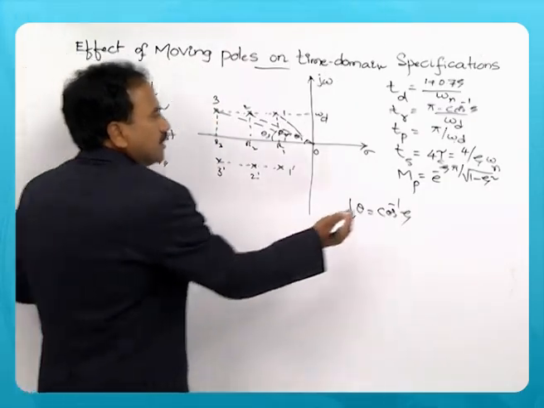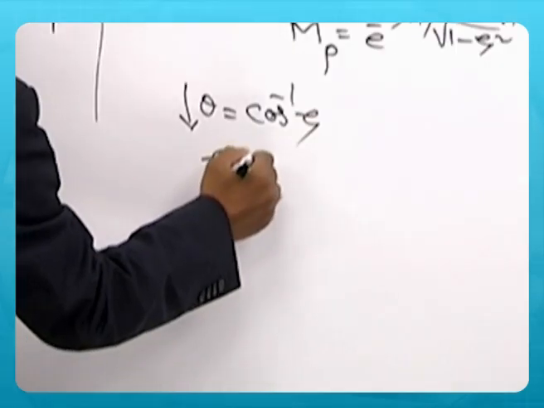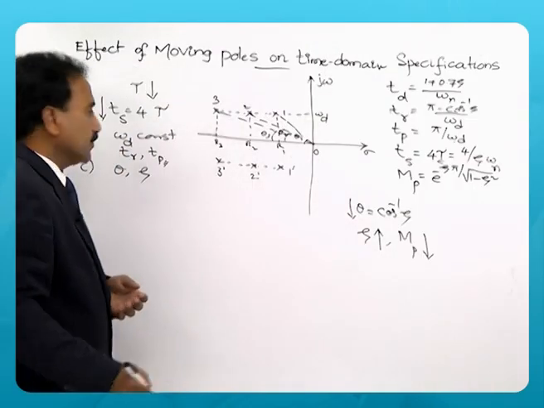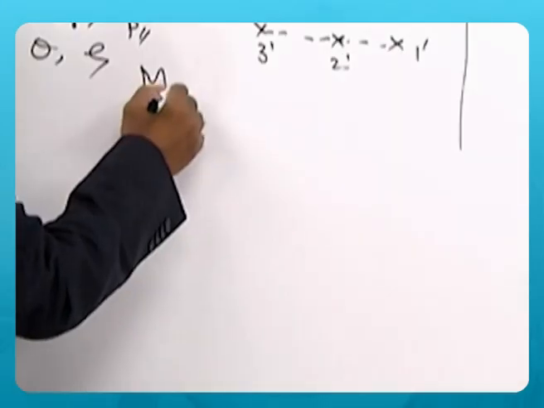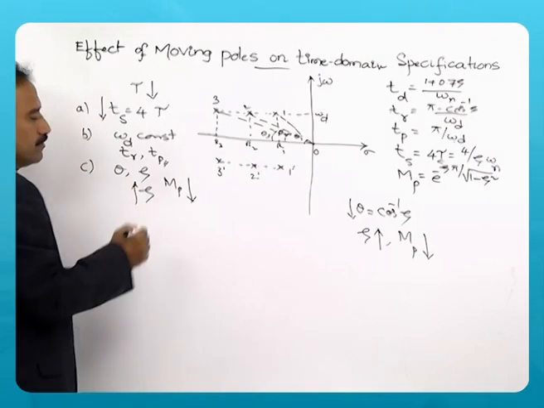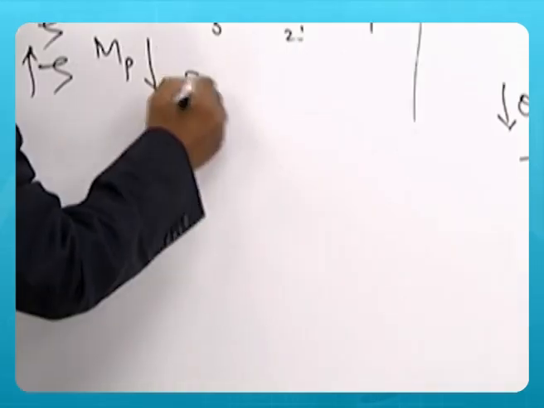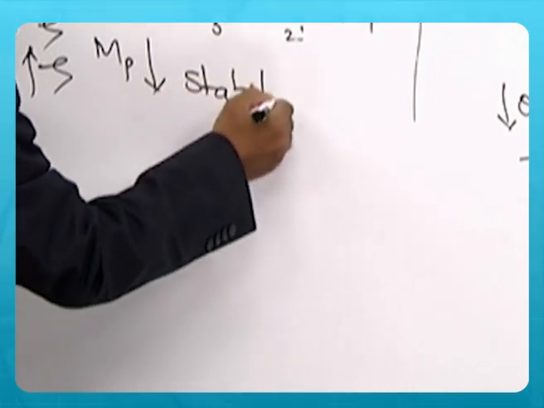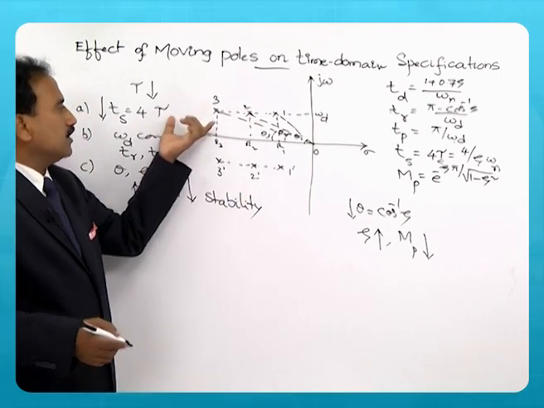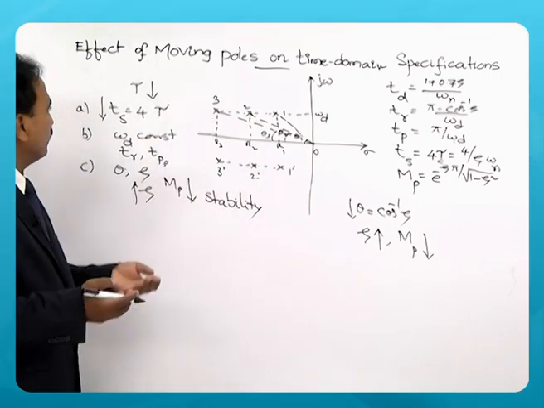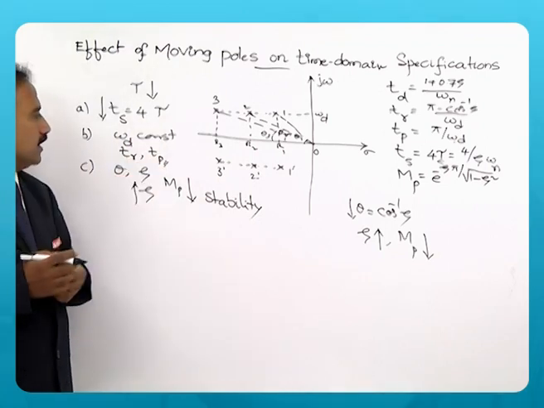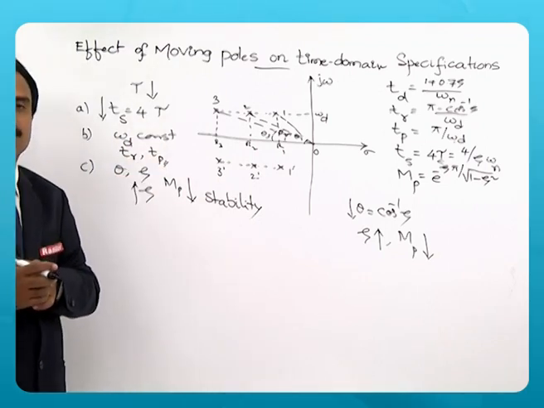So when zeta is increased, the peak overshoot will be reduced. That is the effect here. The peak overshoot is reduced because of the increase in zeta. So the stability is improved in this case. Moving the poles horizontally improves stability, reduces the settling time, but does not much affect rise time and peak time.